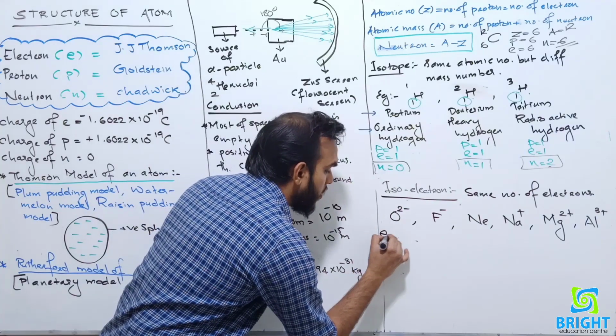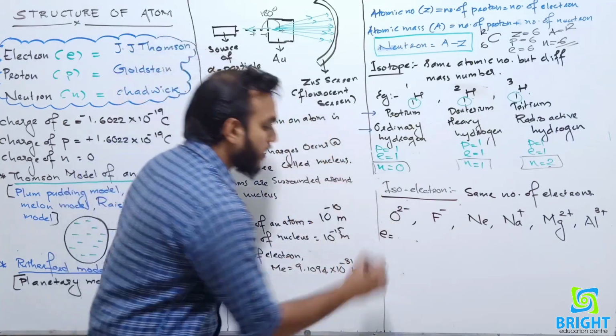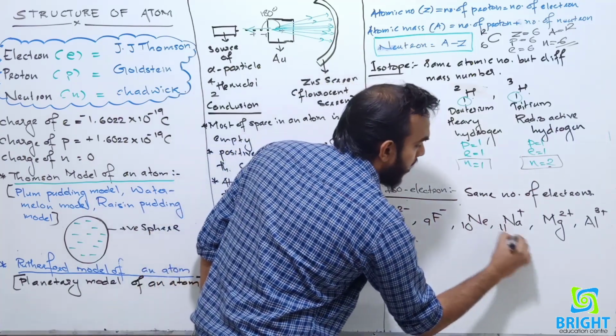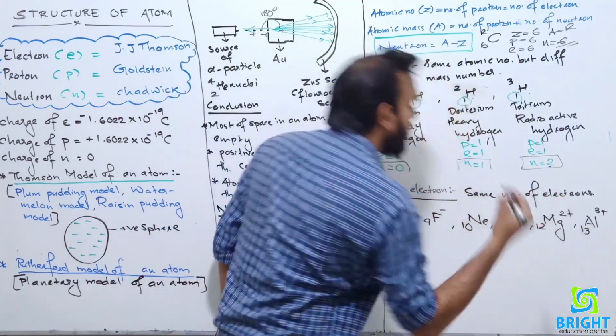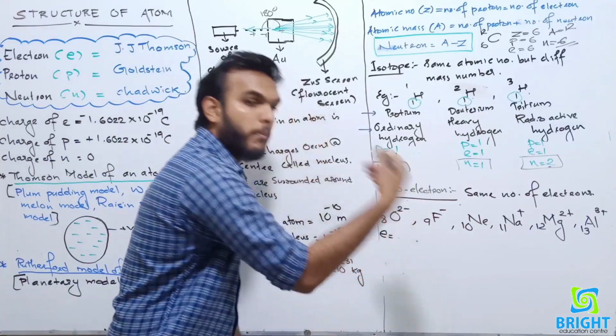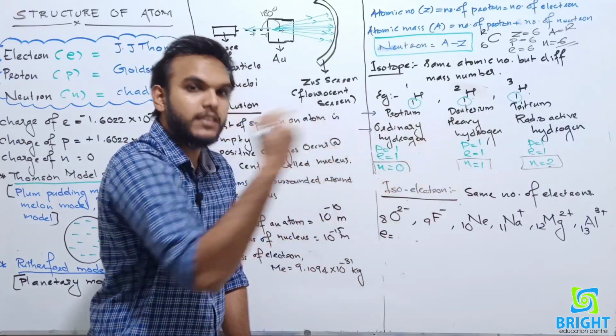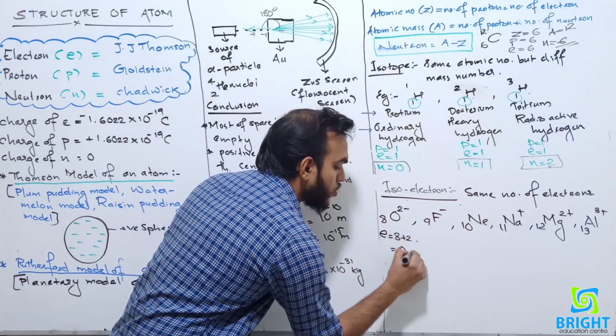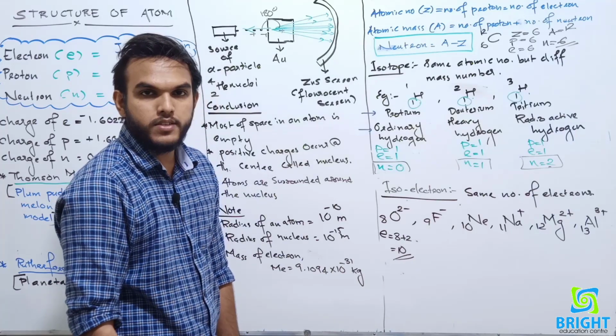What about the electrons here? The atomic numbers are 8, 9, 10, 11, 12, and 13. For O2 minus, the electrons are 8, and since 2 minus means it gains 2 electrons, 8 plus 2 is equal to 10 electrons. Here the number of electrons is equal to 10.